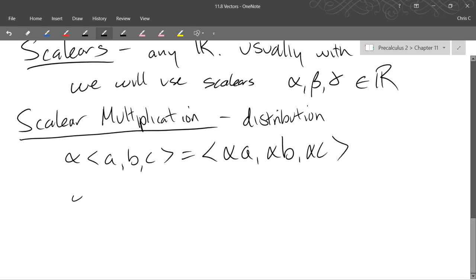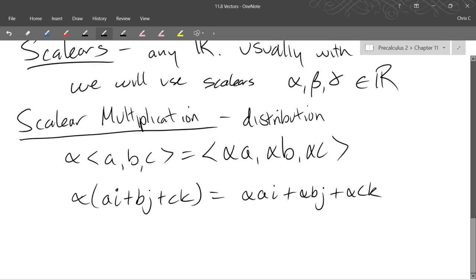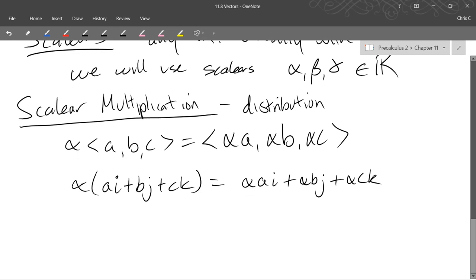You're basically distributing. In ijk notation, you have to use parentheses so you know you're multiplying alpha by that whole quantity or that whole vector inside, and you literally distribute. So it is really just like distribution.